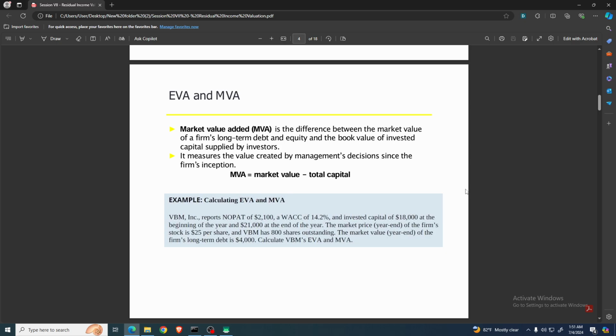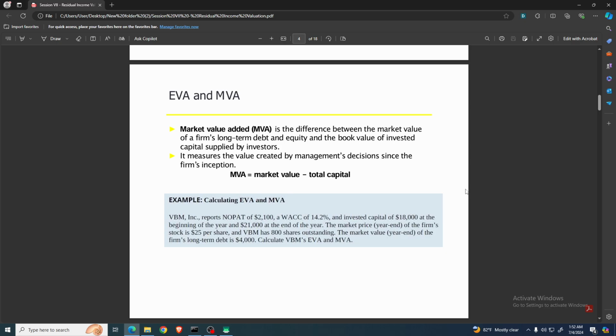So essentially, you can define it like this. It will be defined as the difference between the market value of a firm's long-term debt and equity and the book value of the invested capital supplied by the investors. So essentially, market value minus total capital is going to equal the market value added, MVA.